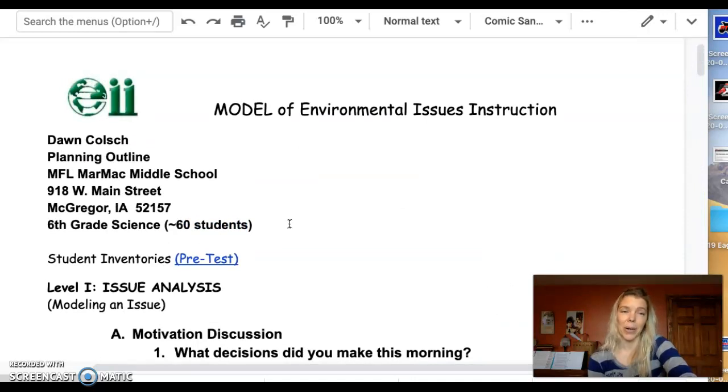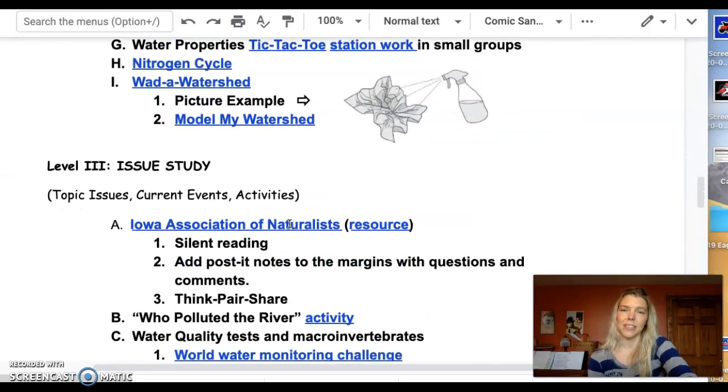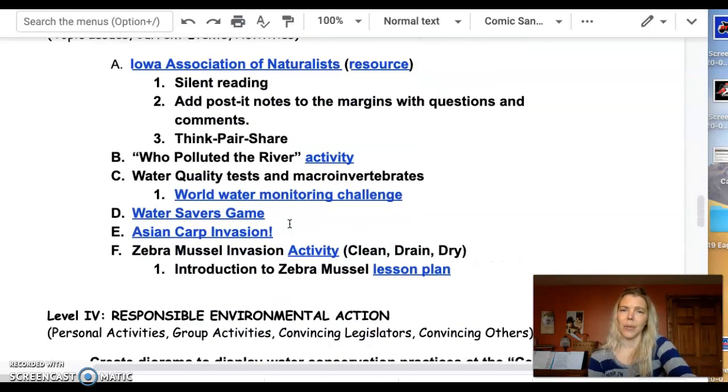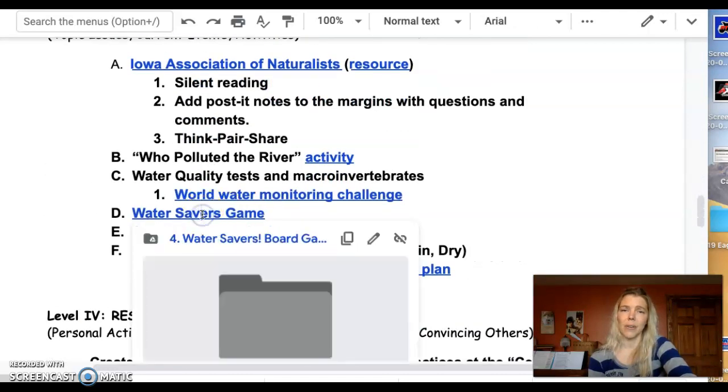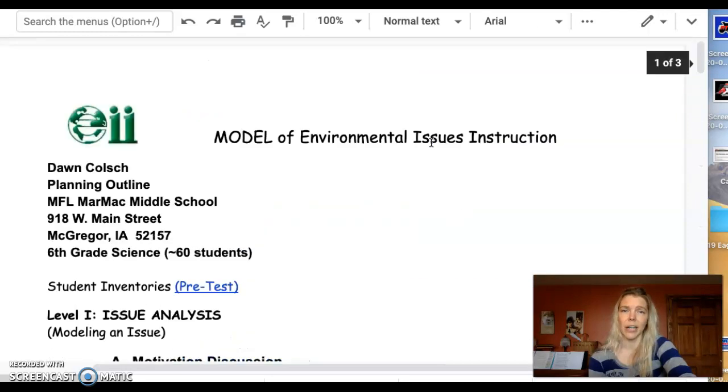I have taught a couple parts of it. The water properties, great. The Water Savers game, I'm so excited about that. I have it all printed out, ready to go.